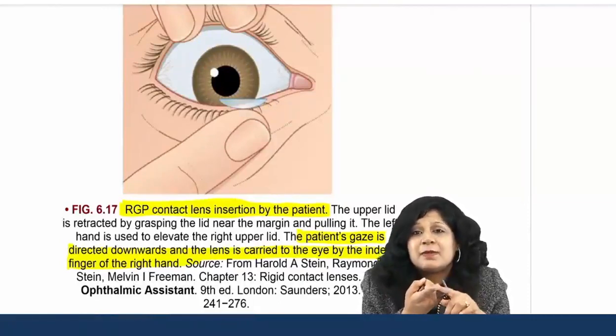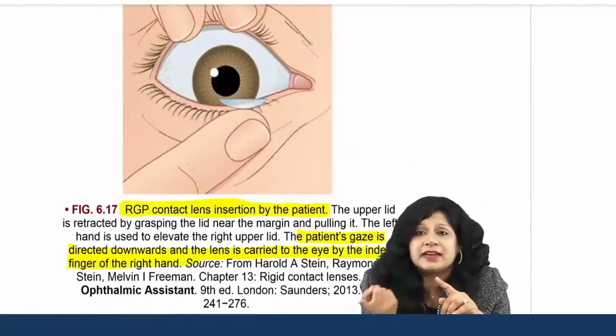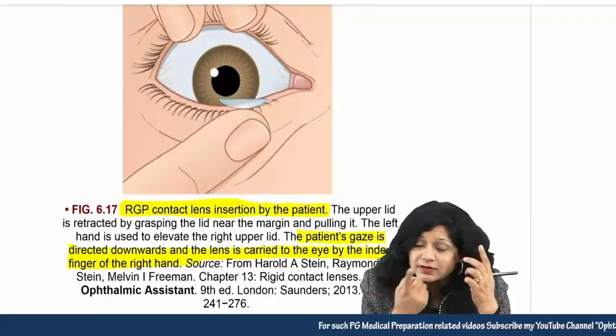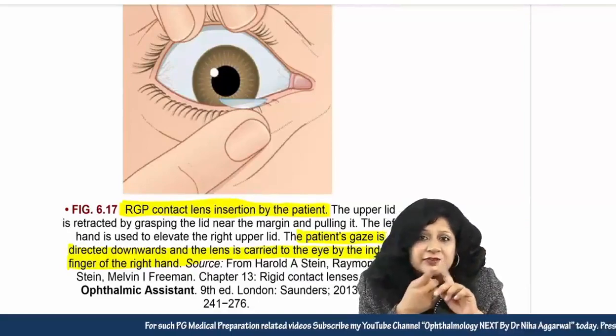Now that is also very important. It should not be turned upside down. So you have to put it like this, and both eyes open. You have to go with your index finger. Which finger is used? That is your index finger.